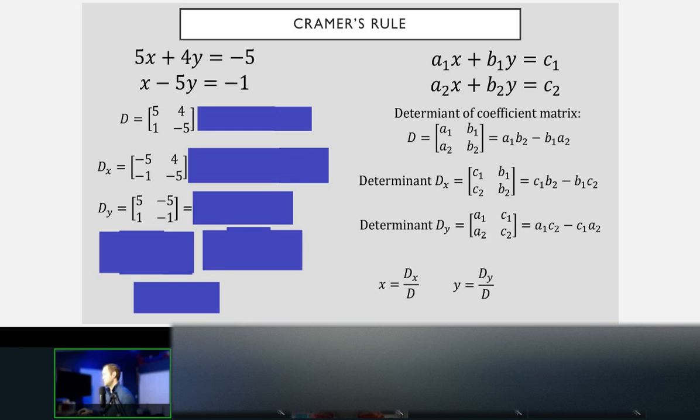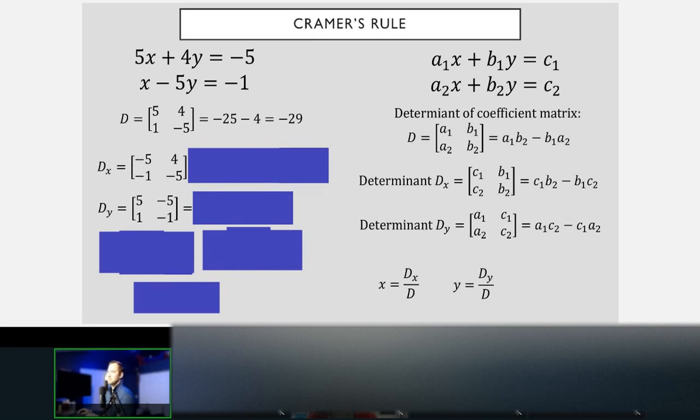Determinant. So let's go ahead and quickly solve this first one. We'll do it together. So we do 5 times negative 5 is negative 25, and then minus, right? Don't forget the minus. 4 times 1 is 4. And then negative 25 minus 4 is negative 29.